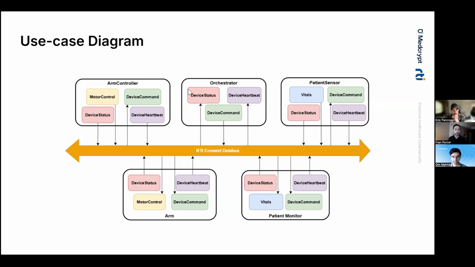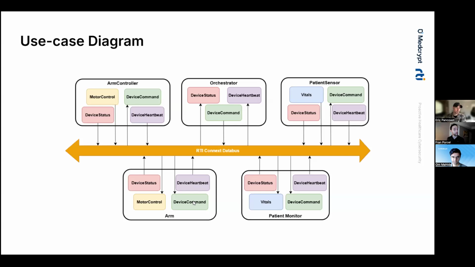As you can see here, we have an arm controller. Imagine an application where the surgeon is controlling this arm controller to send commands to a robotic arm. We have an orchestrator. Someone in the OR could be looking at a screen that is giving information on how the system is behaving. Then we have a patient sensor that sends vital signs to this patient monitor that is just displaying those vital signs. And as you can see here, we have a number of topics: motor control, device status, device heartbeat, device commands, and we also have the vitals topic.